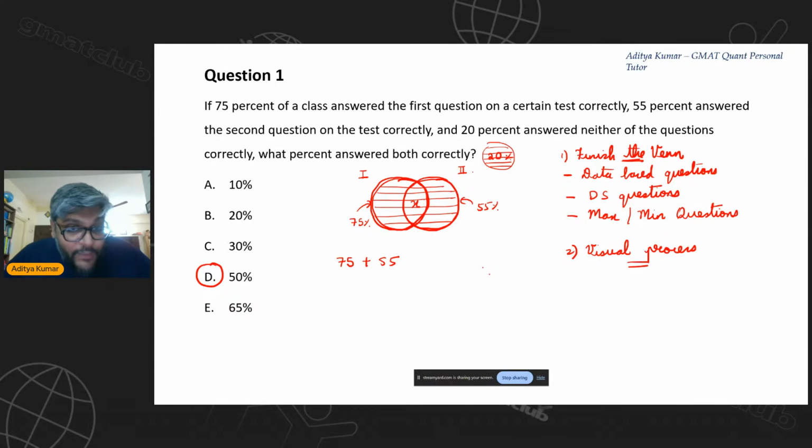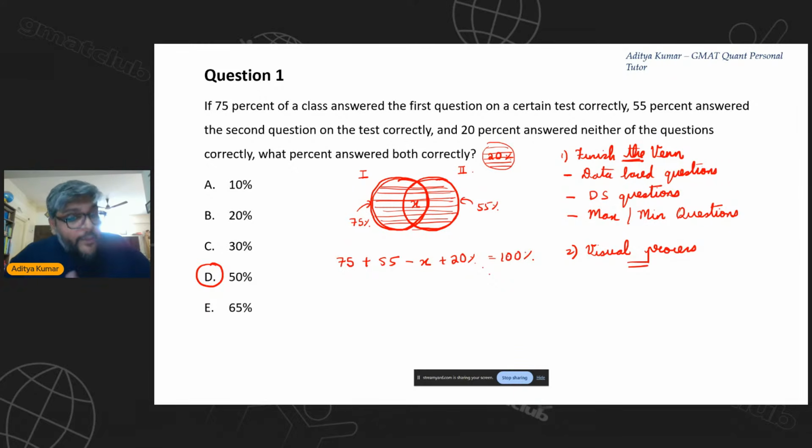But by adding the two circles, I have considered the intersection region twice. I've considered the overlap twice. I can only consider it once if I want the area of the portions inside the circle. So since I've considered the overlap twice, I'm going to remove the extra overlap. So minus x. So 75 plus 55 minus x would give me this entire shaded portion. Plus what is outside, plus 20, should be equal to my total 100%.